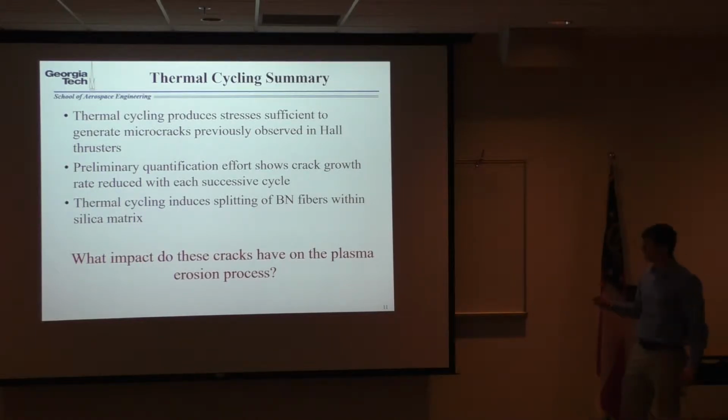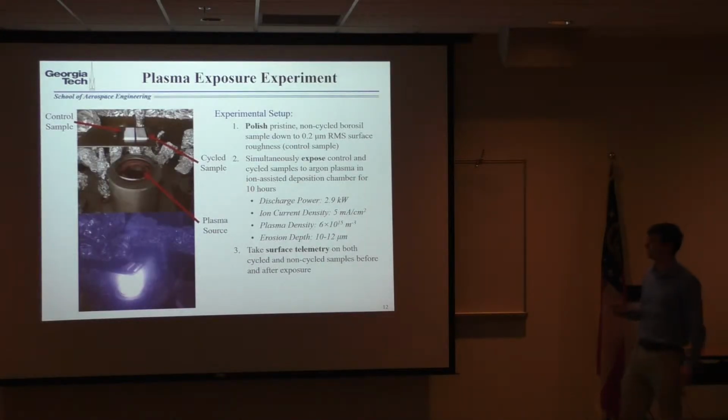But what we're really interested in is, how do these cracks actually impact the plasma erosion process? And so that's the next part of this talk. So we set up an experiment to try to figure that out. So we ground and polished another borosil sample down to the same initial RMS surface roughness of about 0.2 microns.